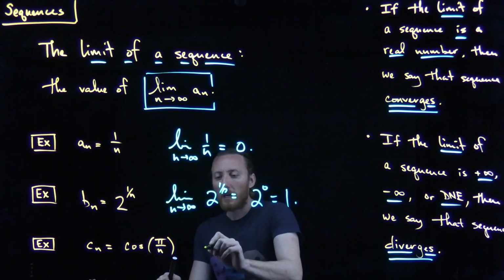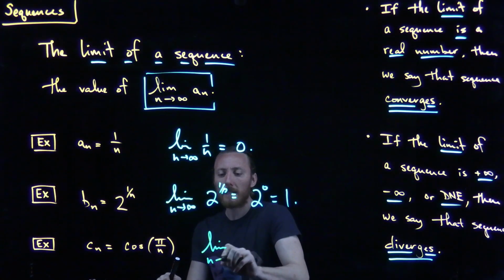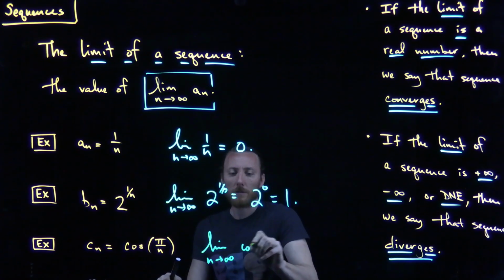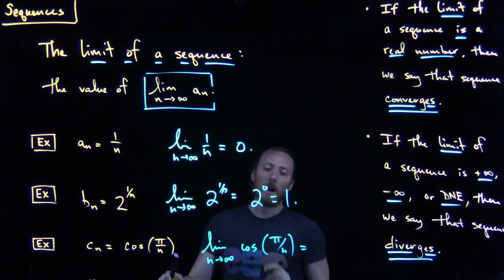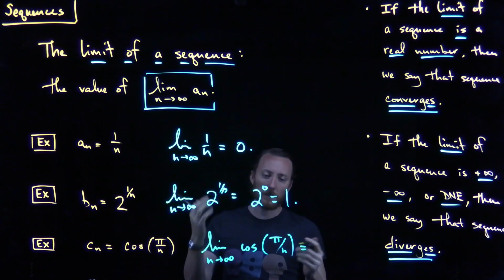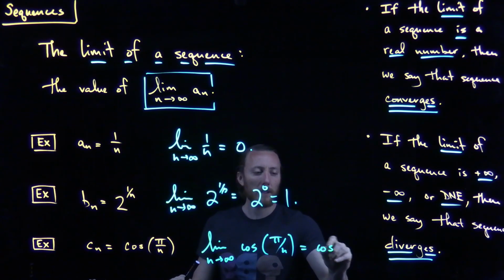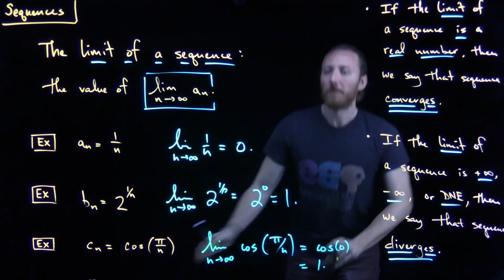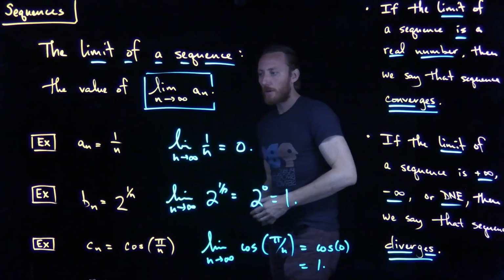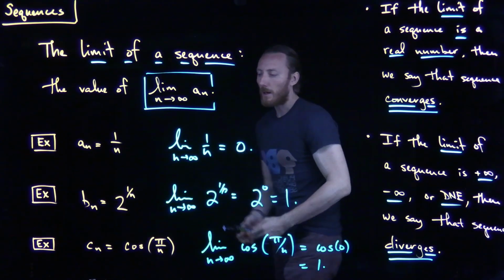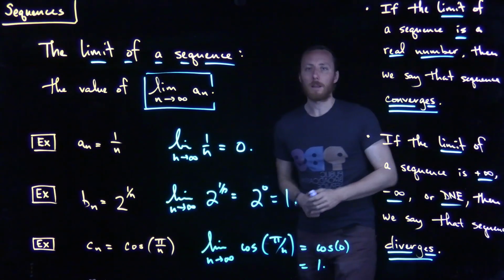But if we want to talk about the limit of the sequence, we want to take a limit as n goes to infinity. Taking a limit as n goes to infinity here, note the pi over n would go to 0, and so this would limit to cosine 0, and cosine 0 is also 1. So incidentally, sequence a sub n had a limit of 0, sequence b sub n had a limit of 1, and sequence c sub n also had a limit of 1.